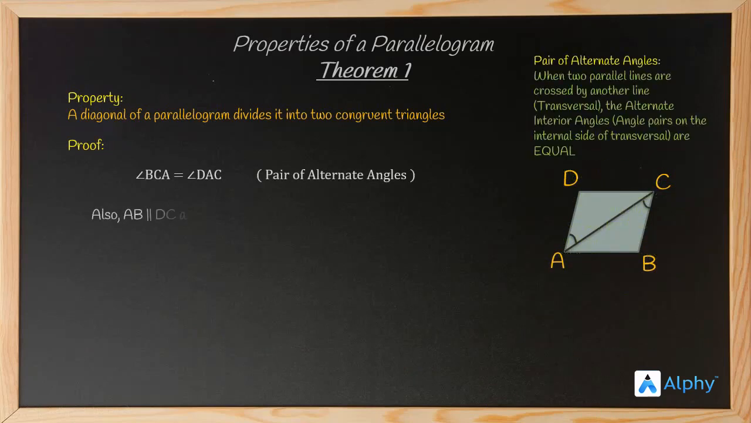Also, if you observe, AB is parallel to DC too. Because it is a parallelogram, we have both pairs of opposite sides as parallel. And that is why AB is parallel to DC, and here also AC will act as a transversal. As you can see with the yellow marker, using the same property of pair of alternate angles, we can conclude that angle BAC and angle DCA are equal, using the same concept we used to prove why these two angles were equal.